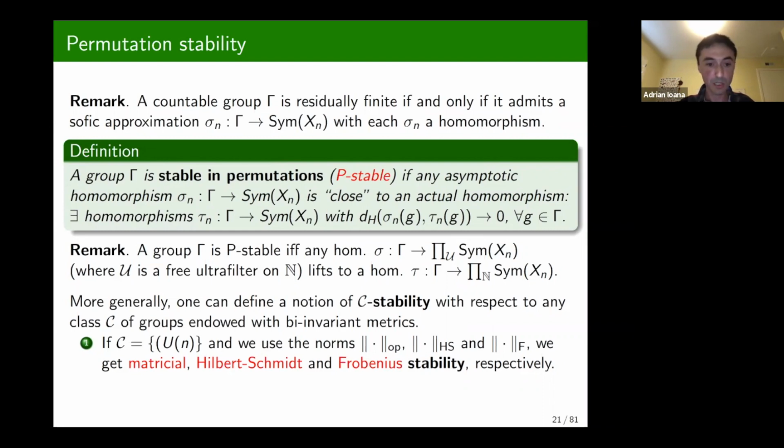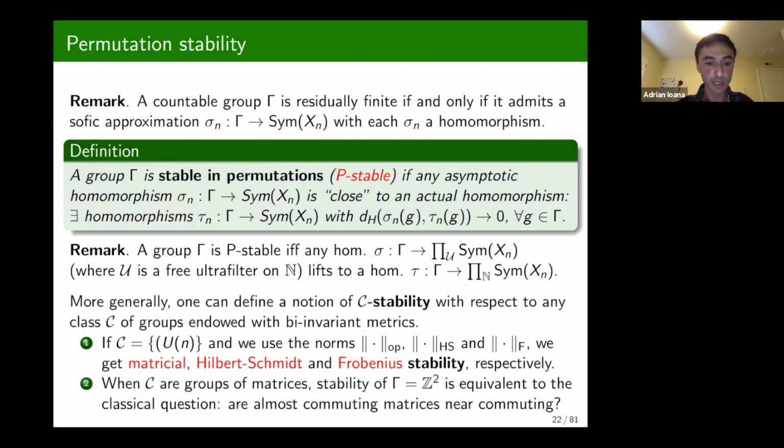And the last thing I want to mention regarding this general notion of stability is that when C is a group of matrices, well, stability, at least of Z squared, is equivalent to a classical question. So if you're looking at stability of Z squared, well, you're looking at asymptotic homomorphisms from Z squared to groups of matrices. Well, to give an asymptotic homomorphism of Z squared, you just have to check that the images of the two generators commute or almost commute. So this is equivalent to the classical problem of deciding whether two almost commuting matrices, with respect to whatever norm you care about, are near, in the same norm, commuting matrices. Okay, so this is a problem that goes back to the 60s or so.